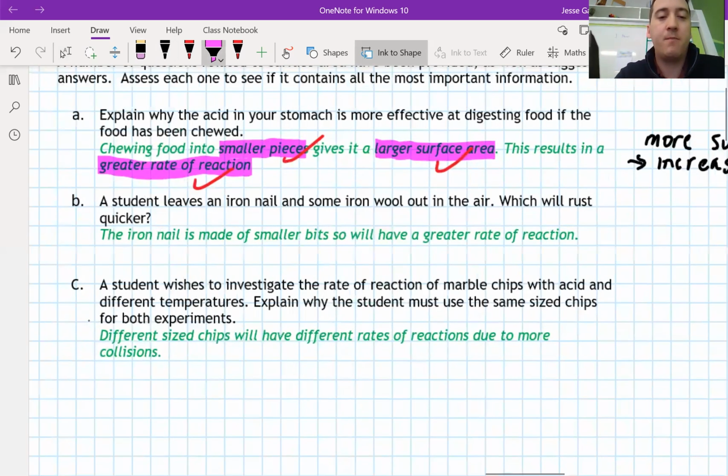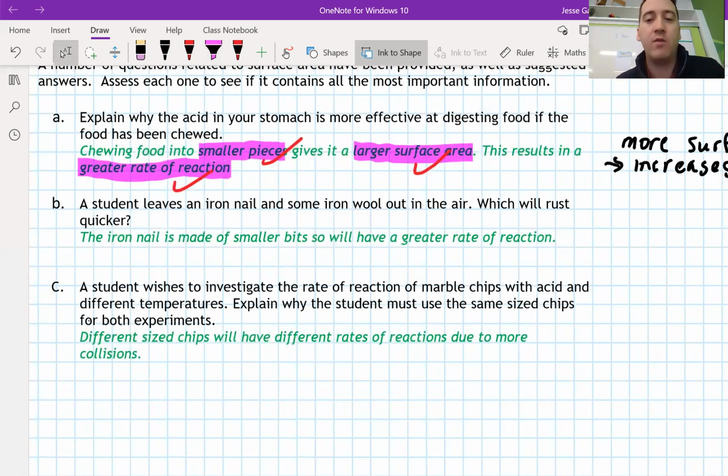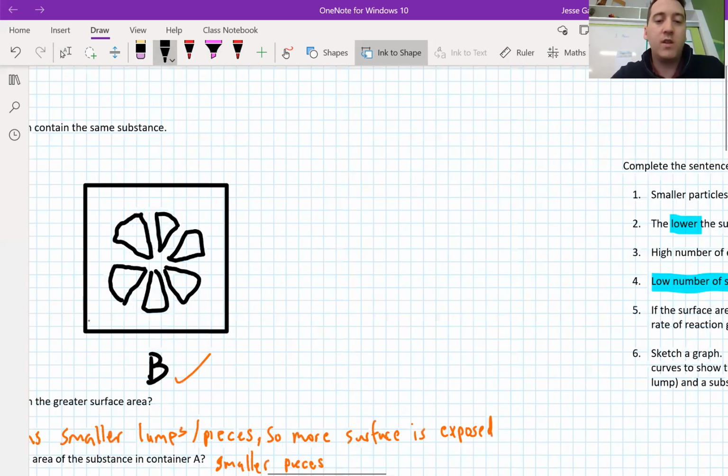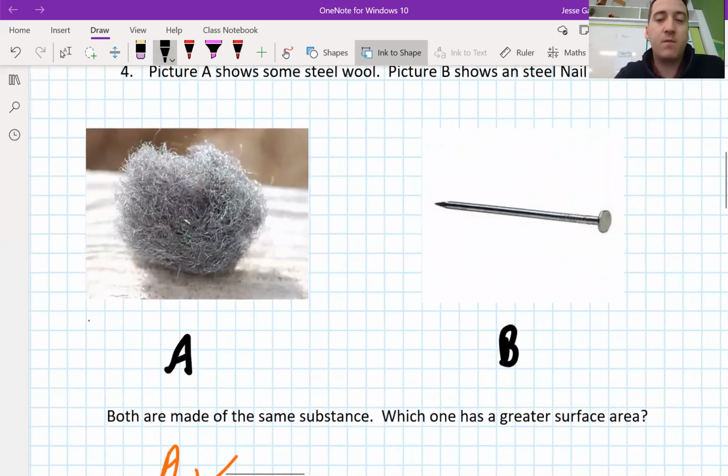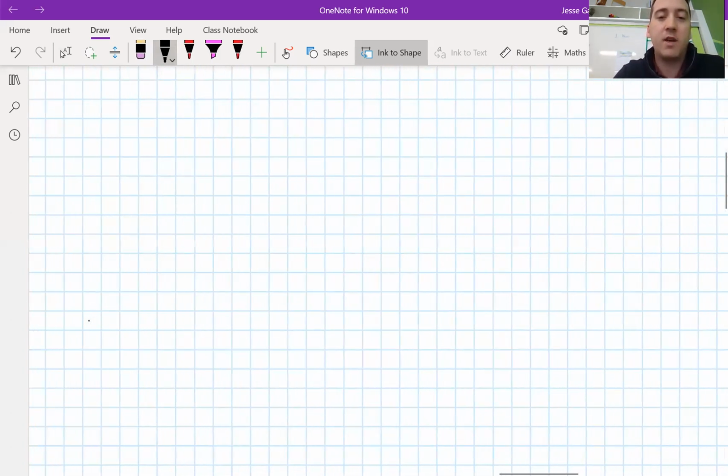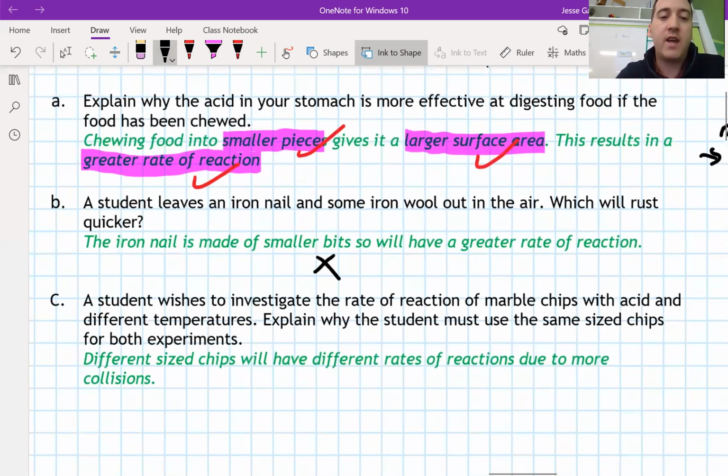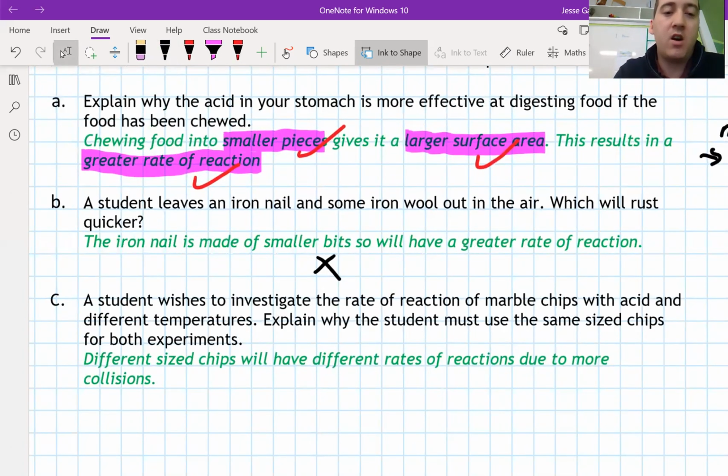All right, let's have a look at B. A student leaves an iron nail and some iron wool out in the air. Which will rust quicker? And the answer was the iron nail is made of smaller bits, so will have a greater rate of reaction. Well, first of all, is that true? Does the iron nail have smaller bits? I would say it doesn't. We've already seen that iron wool, like what we've seen earlier, do you remember this picture over here? We said that the iron wool is actually smaller pieces. So the student's answer is actually quite a bad answer because it's completely wrong. A nail is not made of smaller bits. It's made of larger bits. The wool is made of smaller bits.